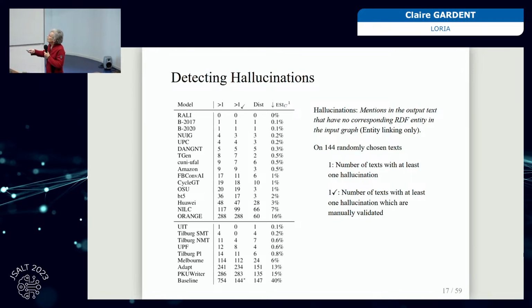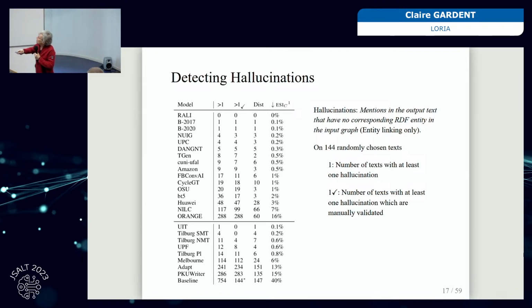So what you see here, the first column tells us what the automatic detection does. Then we have this manual evaluation. We only did this on 144 random texts. But we manually checked what the entity linker was telling us in terms of hallucination. And you see it has reasonable quality. So most of the automatically detected hallucinations actually are hallucinations.